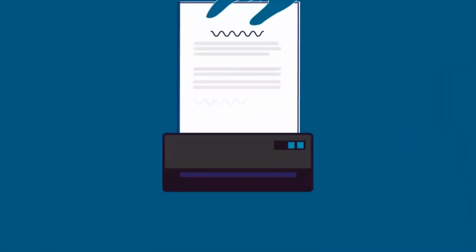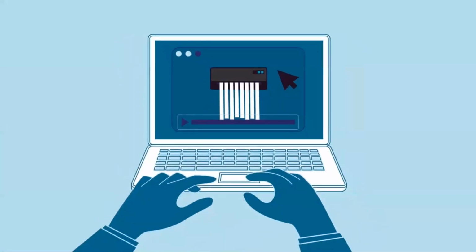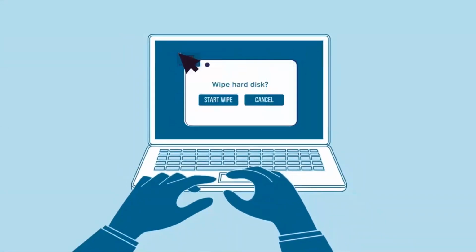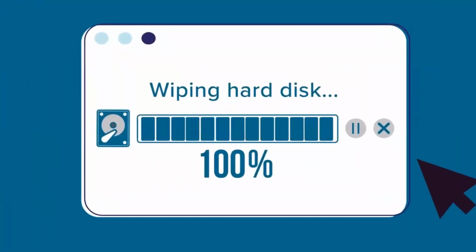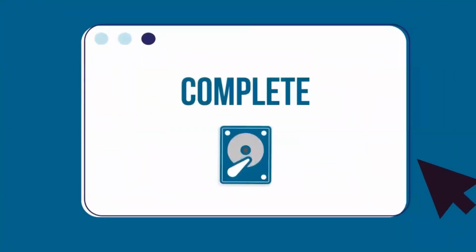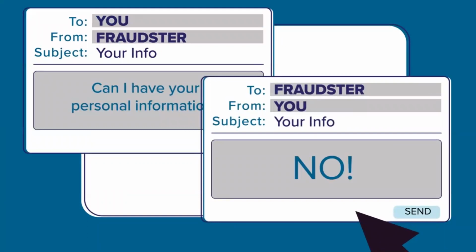Make sure that all documents containing any personal identifiable information are shredded before disposing them. If you or your organization is getting rid of electronics, make sure all hard drives are wiped or rendered unreadable before disposing, reselling, or donating them. Never send personal information via email. Reputable organizations will never ask for this.